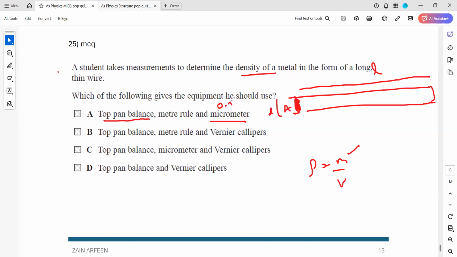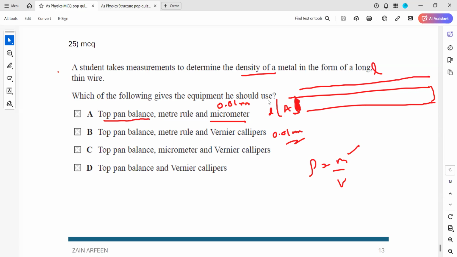It can measure 0.01 millimeter, as compared to a vernier caliper, which is 0.01 centimeter. So even though both the vernier caliper and micrometer can be used for the diameter, to measure the diameter of a wire as accurately as possible, the micrometer is the most accurate. Any other doubt from this pop quiz?